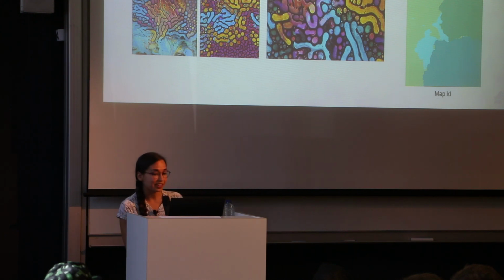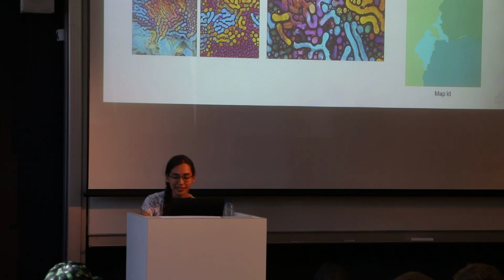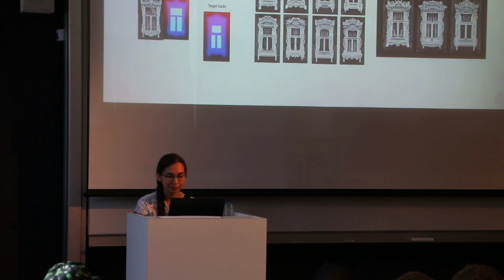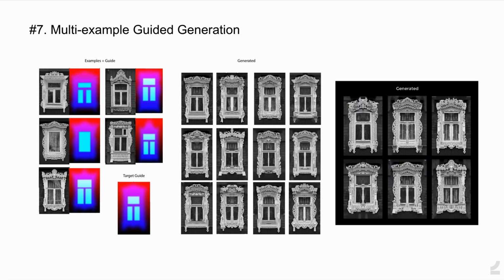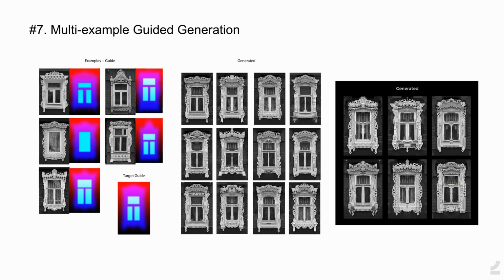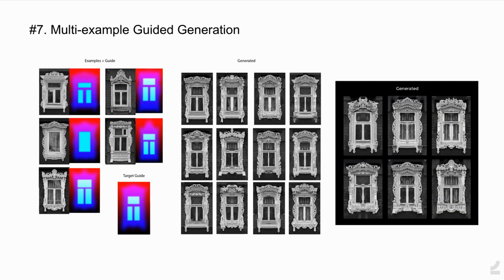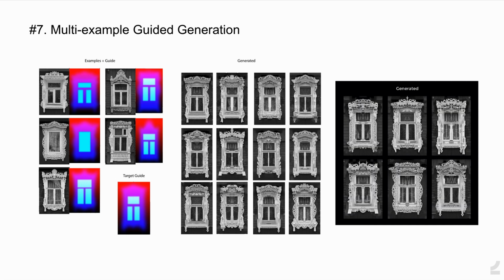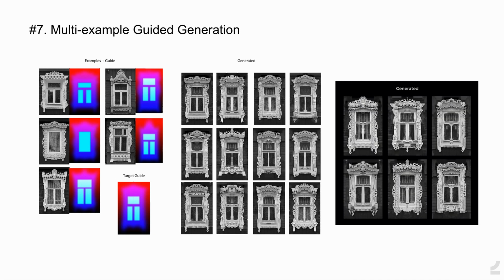And we can also start layering all of those verbs we just went through. So how about multi-example guided generation? Here I'm generating 30 new Russian Nalichnik windows from only 5 examples and corresponding guide maps. And then I ask to basically transform those images and mix them in such a way that obeys my target guide map, which is this one.